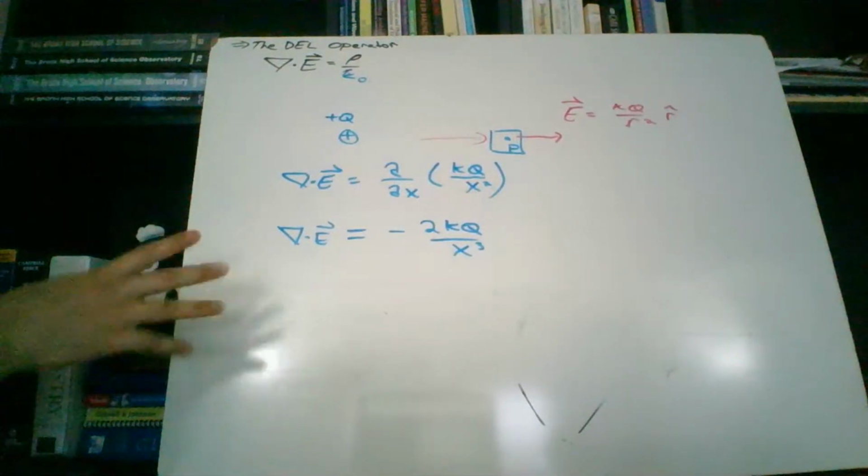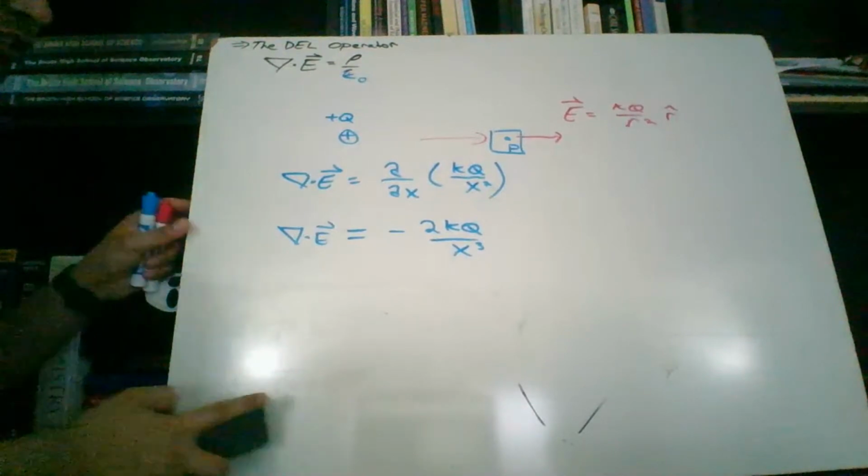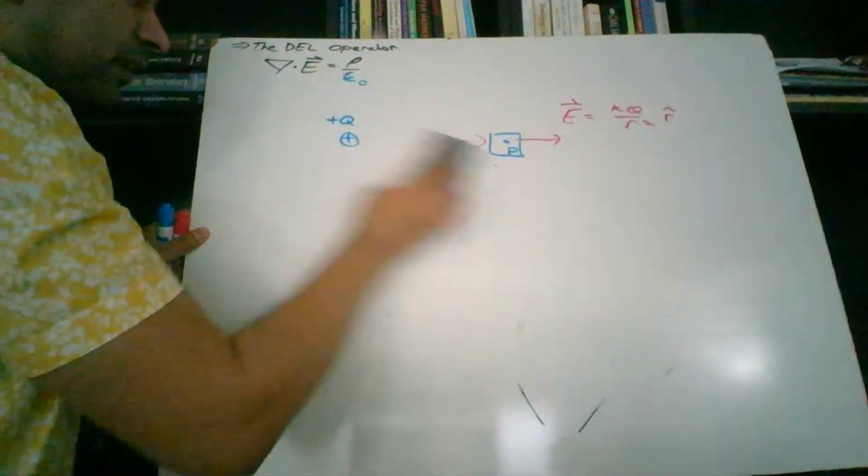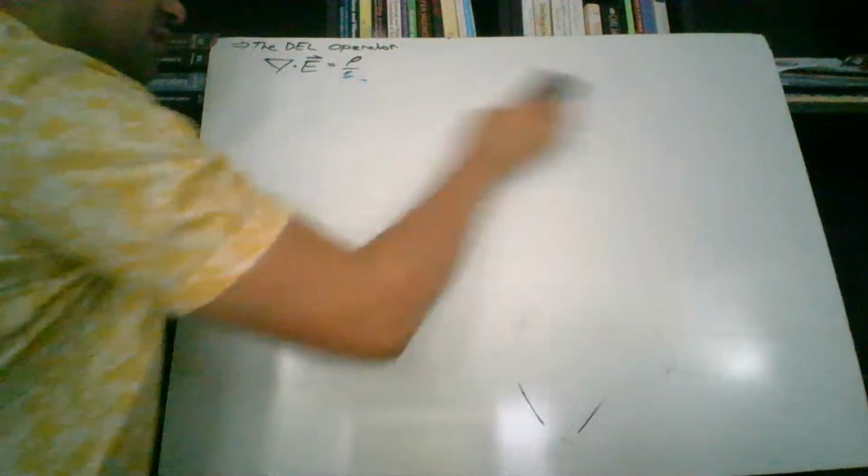Okay? So that's a pretty simple question. I don't think it's too bad. Let's look at the spherical system. Where's my black? There it is.